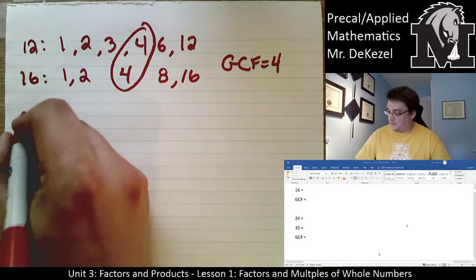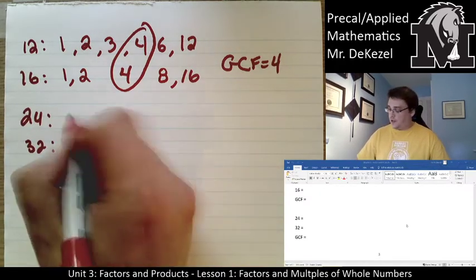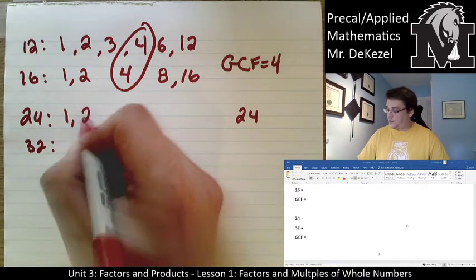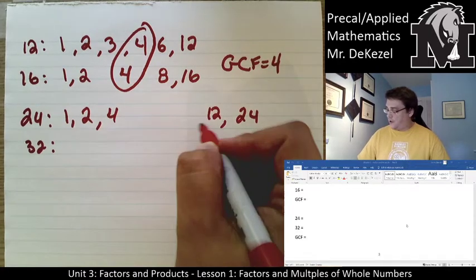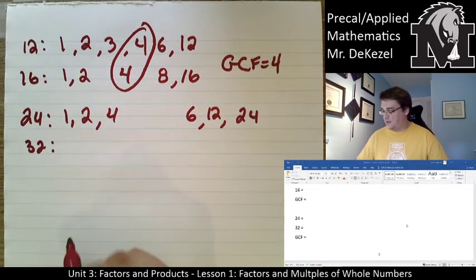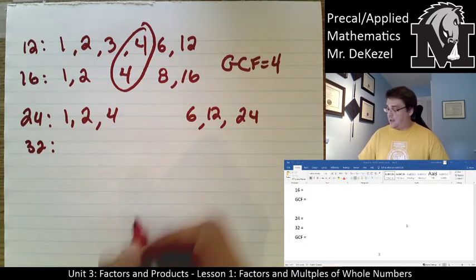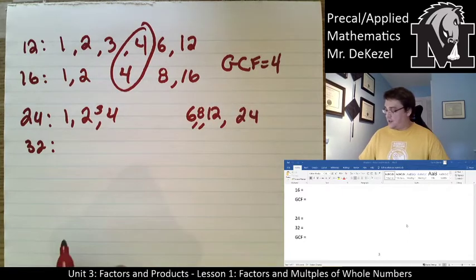24 and 32. Also small enough that we can probably just do them with a list. If we did 1 and 24, we could do 2 and 12. We could do 4 and 6. Could we do 3? Did I make a mistake? I think we could do 3. Yes, we could do 3 and 8. Okay, so I got to fit those in there. 4 and 6, and I believe that that is it then.